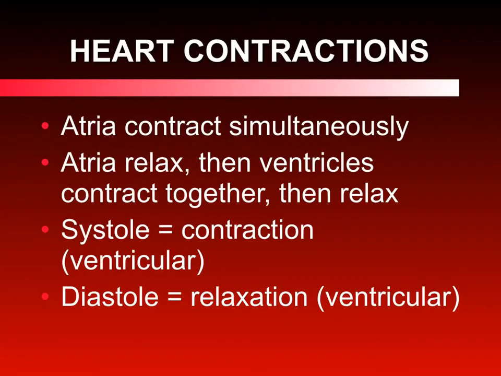During heart contractions, both the atria, the left and the right, contract simultaneously, and the ventricles contract at the same time. When the left and right atria are contracting, then the left and right ventricles are relaxed. And vice versa, when the ventricles are contracting, then the atria are relaxing. The term for muscle contraction of the heart is systole.